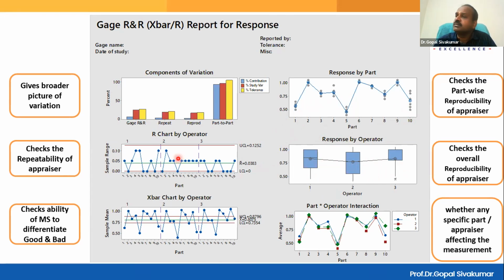And now look at the R chart. Let us talk about repeatability. What is R? Can you tell me what is R? R means? Range. What is the formula for range?